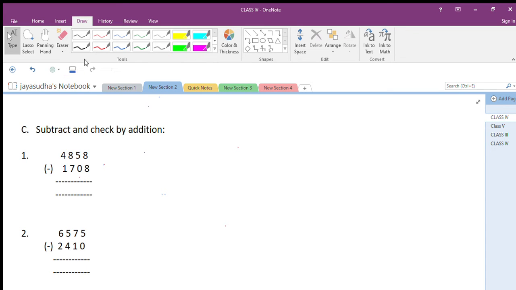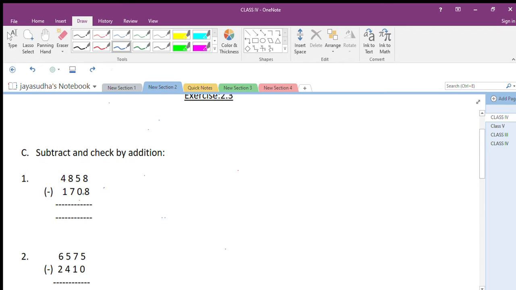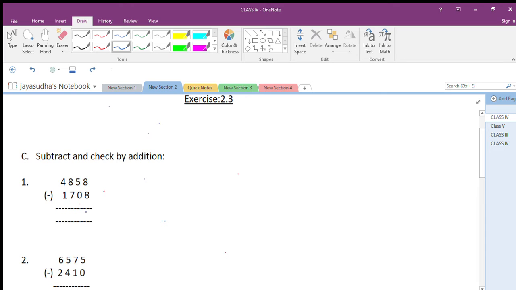Move on to the first. What you do is, first you have to subtract. Then only you have to check your answer. Okay, now first you have to subtract. 8 minus 8. In subtraction, the same number, you have to subtract. What do you get as your answer? Same number, you get 0.